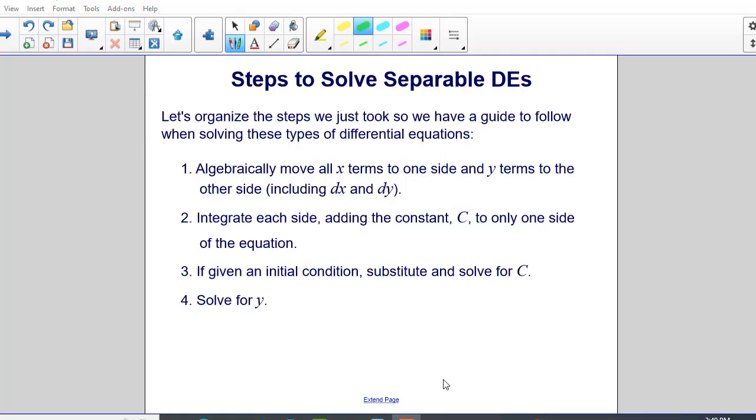Steps to solve separable differential equations. Let's organize the steps we just took so we have a guide to follow when solving these types of differential equations. Number 1. Algebraically move all x terms to one side and y terms to the other side. Include dx and dy. Number 2. Integrate each side, adding the constant c to only one side of the equation. Number 3. If given an initial condition, substitute and solve for c. And number 4, solve for y.